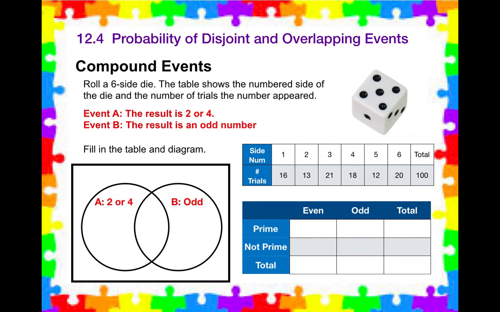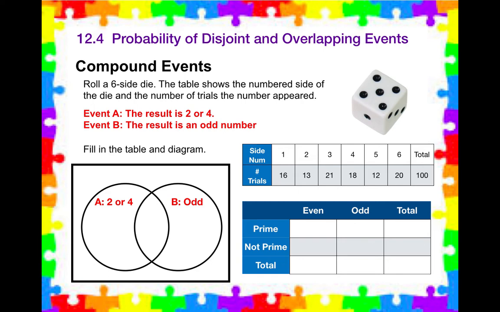Let's look at this situation. We have an event A, which is the result is 2 or 4. And the event B, the result is an odd number. Well, this is actually really easy because the result of 2 or 4, those are only even numbers, and the result an odd number, well, that doesn't have anything to do with 2 or 4. So we can fill this in really fast.